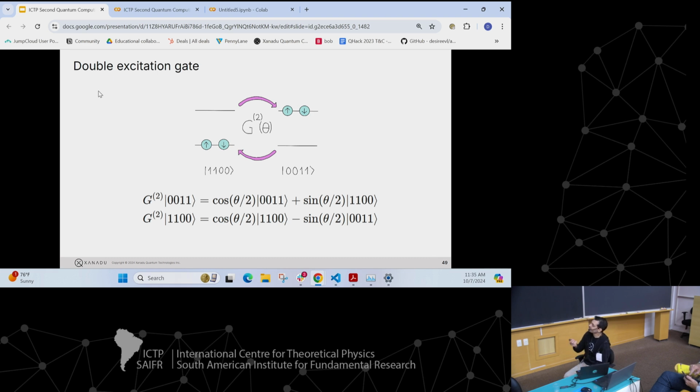In our case, it's going to be this. You plug in the value of theta equals 0.2, and this is the final state. It's a superposition of your Hartree-Fock state and this state.